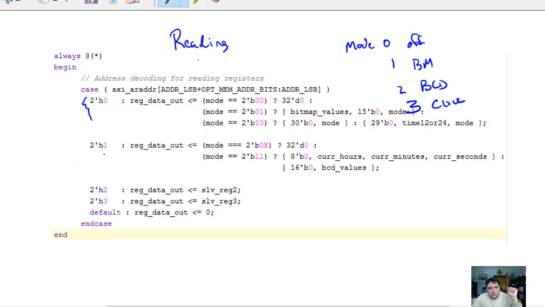Similarly, when you read register 1, you'll get 0 unless you're in mode 3, then you get the hours, minutes, and seconds. Otherwise, the only other choice you'd have would be mode 2, and then you're in BCD value. And note the use of the don't care situation here for making those comparisons.